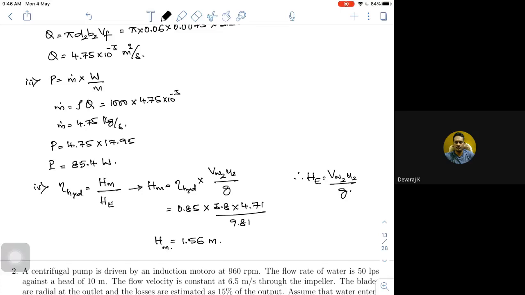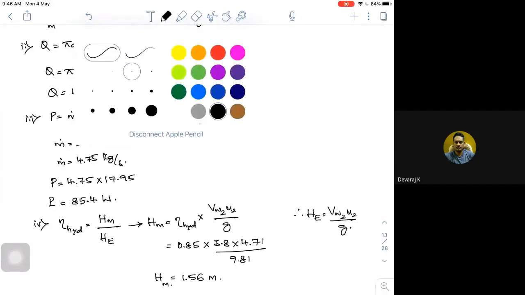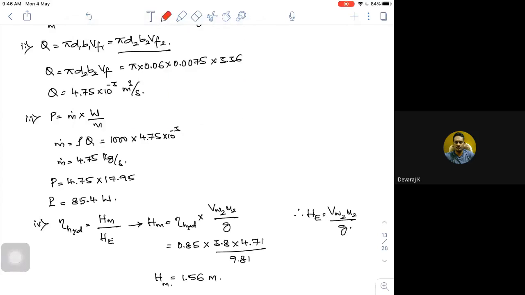So if you want, I can find the specific speed also. If I want to find the specific speed, it will be N root Q by H to the power of 3 by 4. That is not asked actually, but maybe if you want, I can write that also as an extra thing.